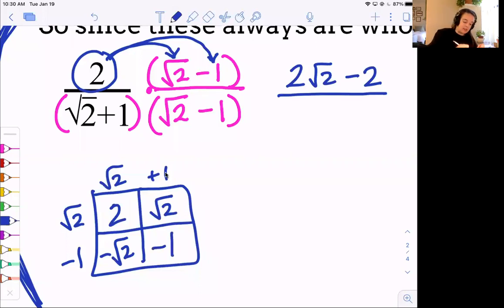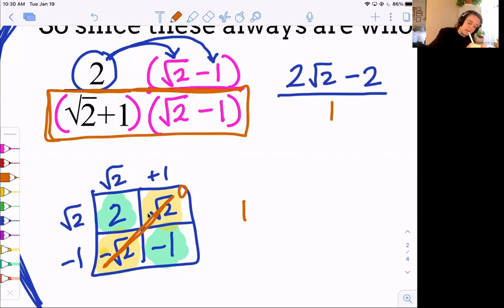My like terms here, I have 2 times negative 1. I'm sorry, 2 plus negative 1. I have negative root 2 and positive root 2. Notice negative root 2 and positive root 2, what's going to happen here? They're going to cancel, because I have a positive 1 and a negative 1. They're subtracting. You're going to make 0, right? And then 2 minus 1 would be 1, right? My denominator here is going to be 1. All of this, binomial times binomial, boils down to the number 1, right?